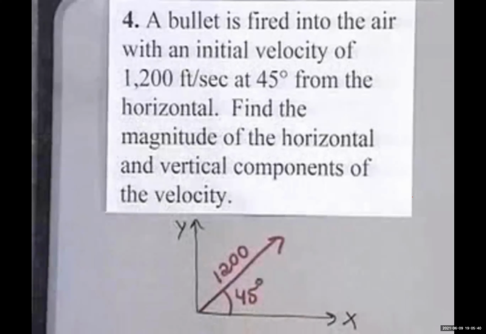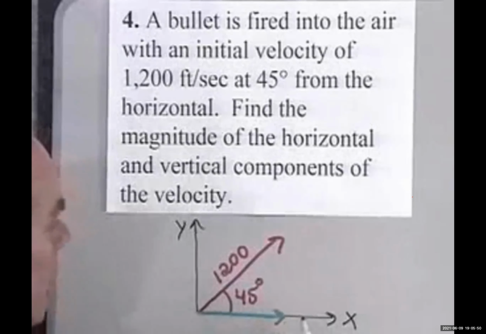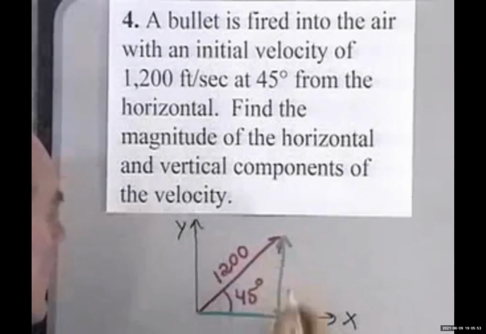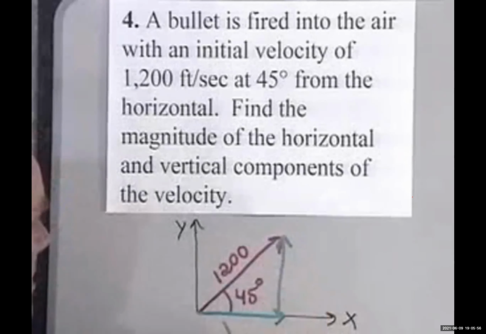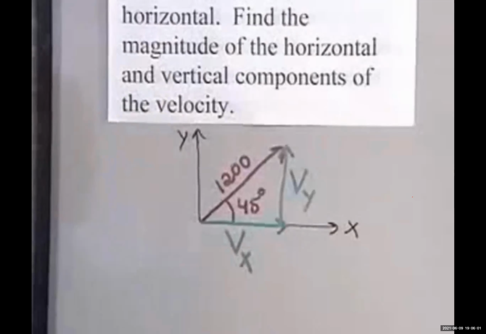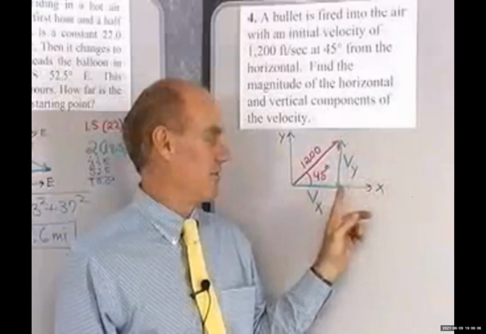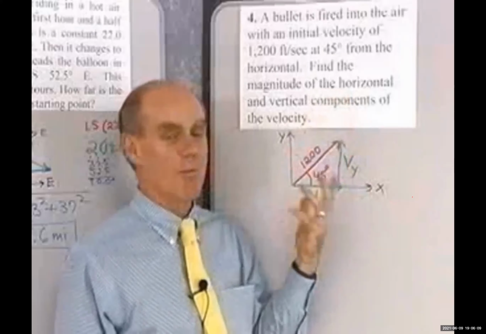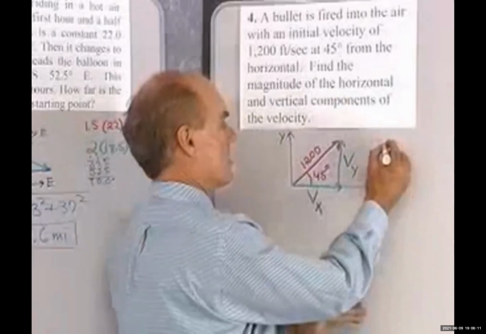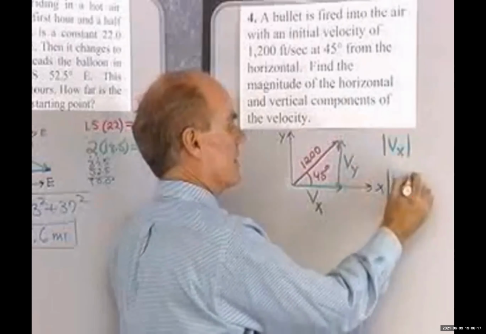Now, what the problem asks is, find the magnitude of the horizontal and vertical components of the velocity. Well, the horizontal component is called a horizontal velocity vector, and the vertical component is a vertical velocity vector. We call this v sub x, that vector, and this is the vector v sub y. So I have v sub x as my horizontal velocity vector, v sub y is my vertical velocity vector like this. Now what it asks me to find here is just the magnitude of those two vectors. So what I want is the magnitude of v sub x and the magnitude of v sub y.